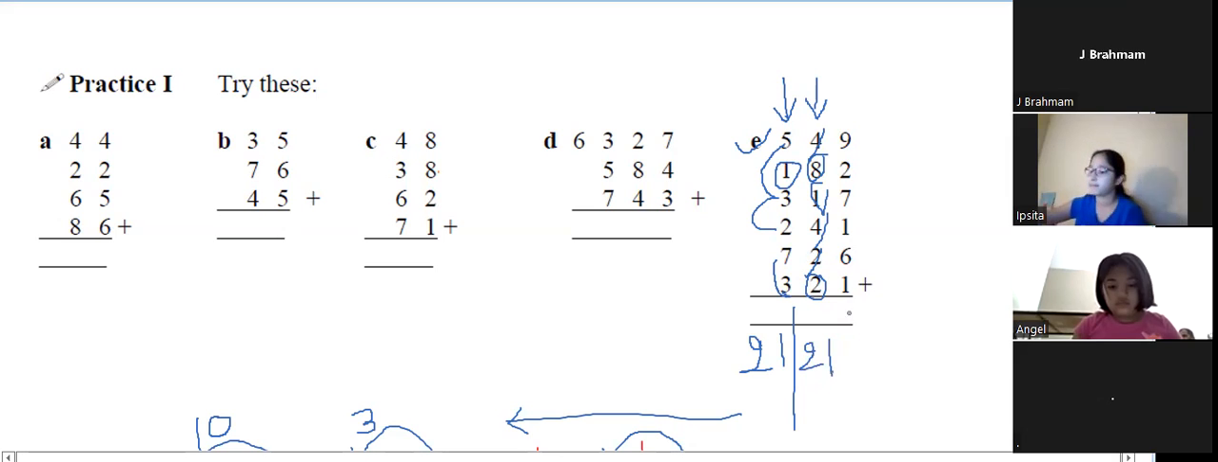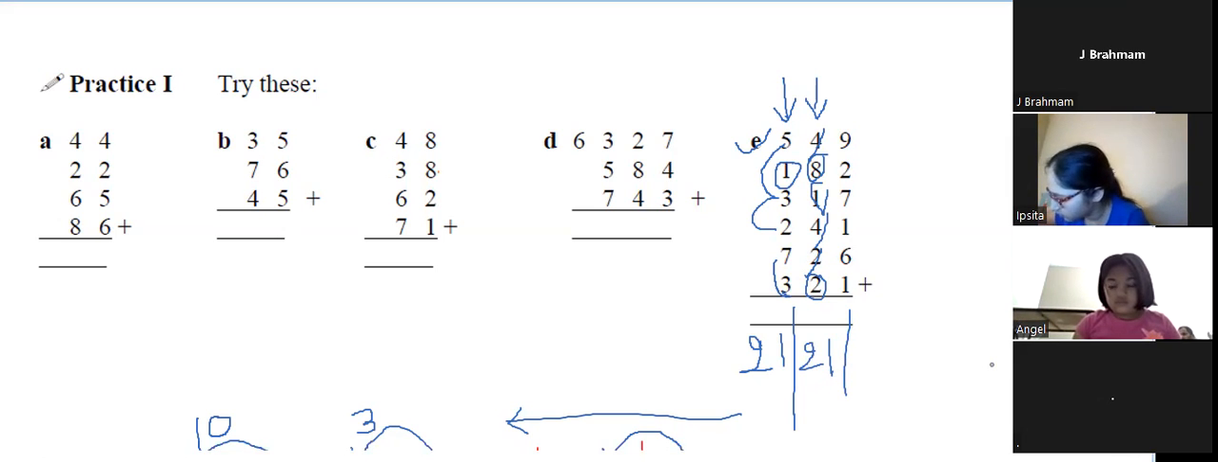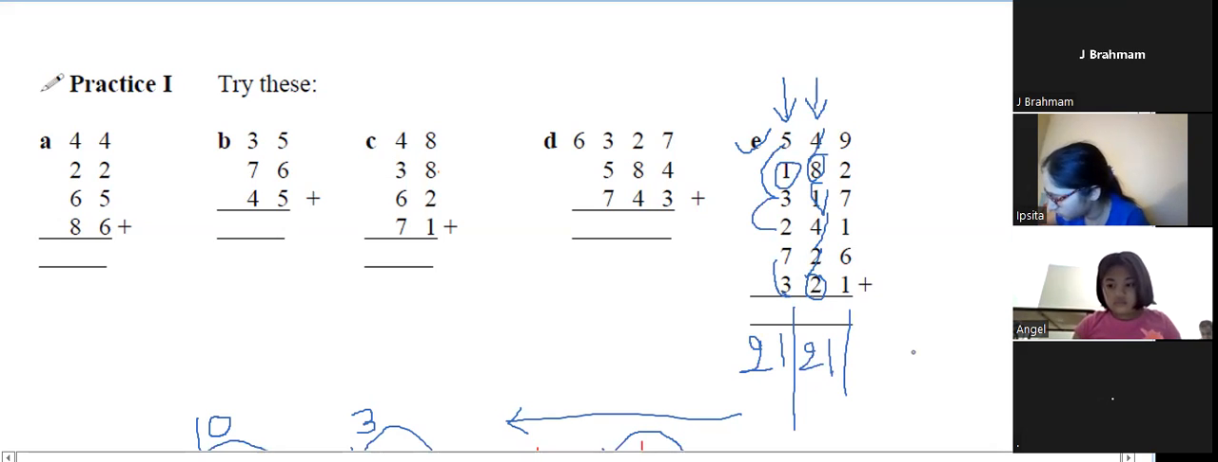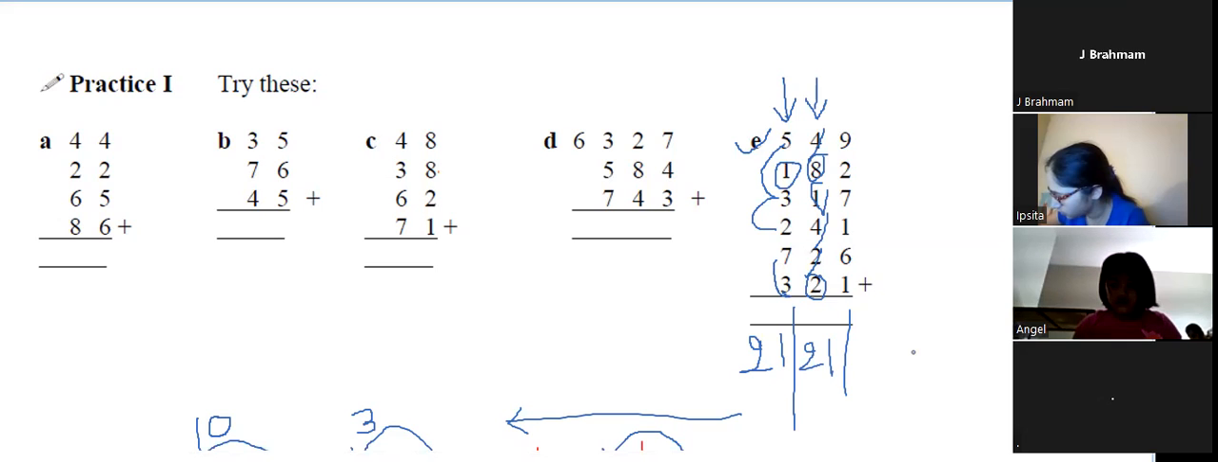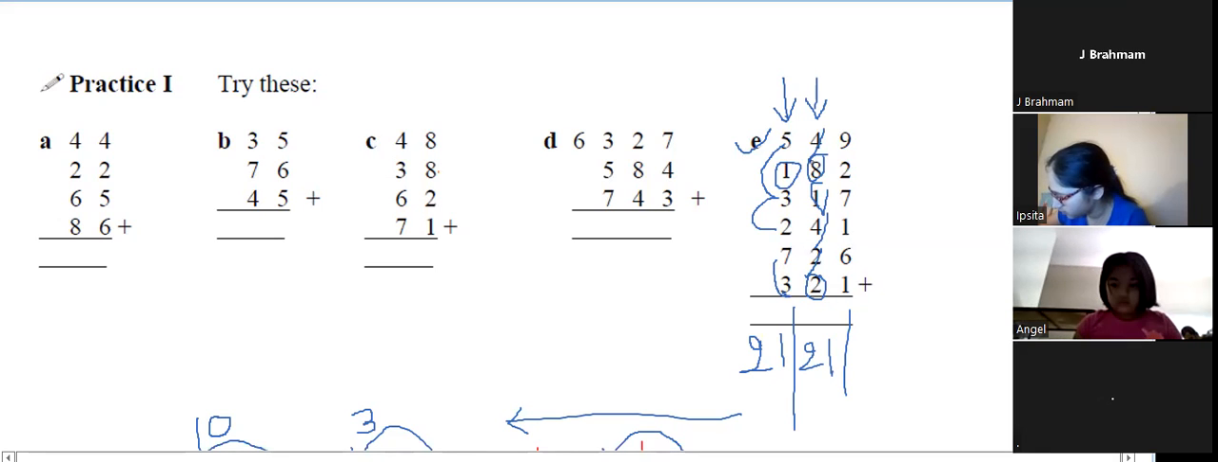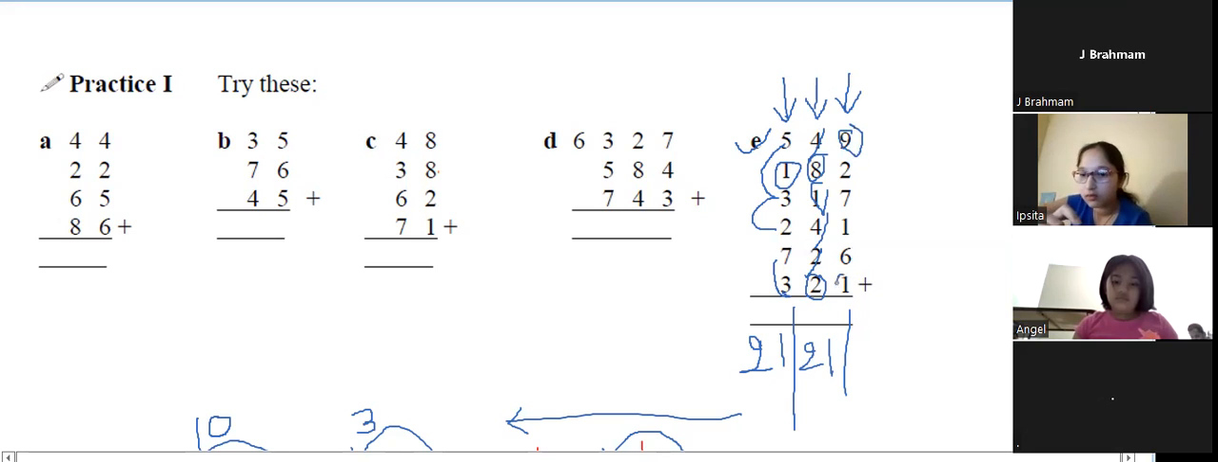Then who is this? What is your name? Avni. Okay, Avni, can you tell the units place sum? Search for tens first. So 9 and 1 is 10. Next.